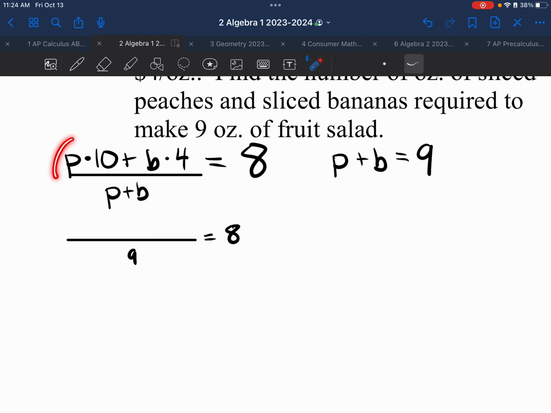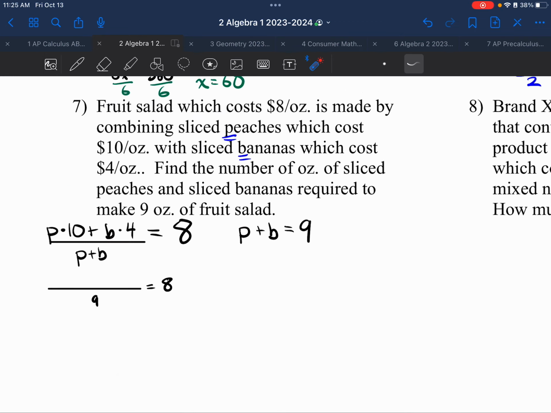I need to figure out what to do up here because I still have 2 different variables, P and B, which is a problem. So is there a way that I could manipulate this equation to isolate a P or a B? And the answer is yes. It doesn't matter which one you do because you need to find both of them.